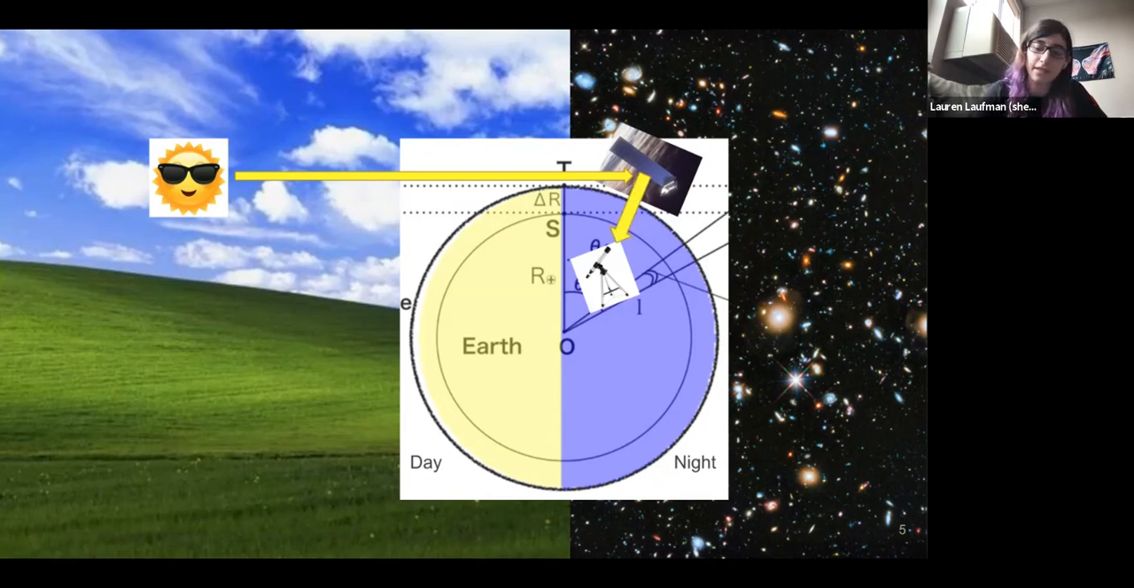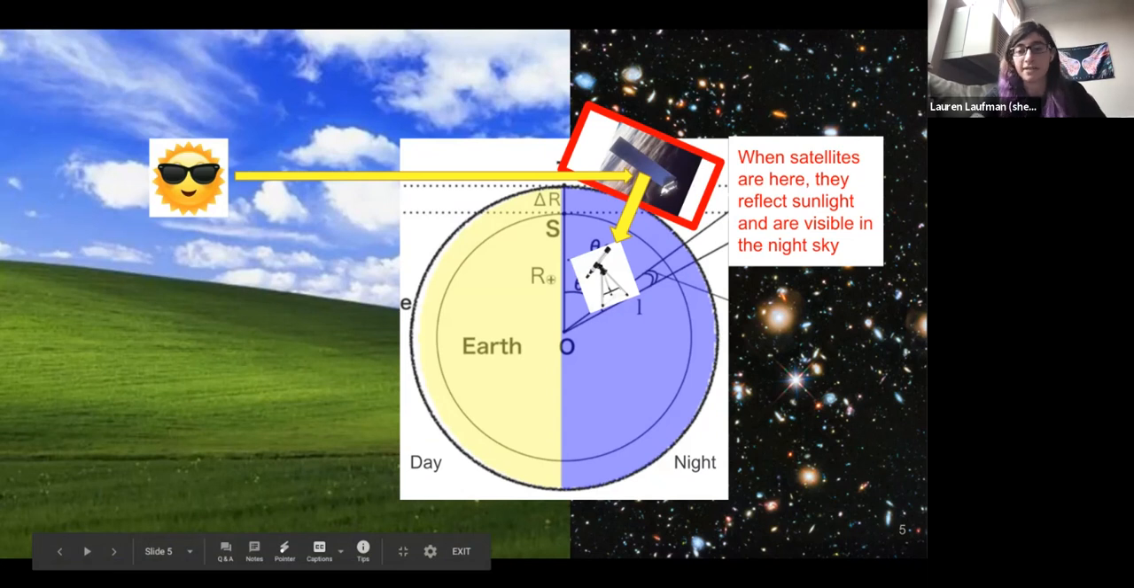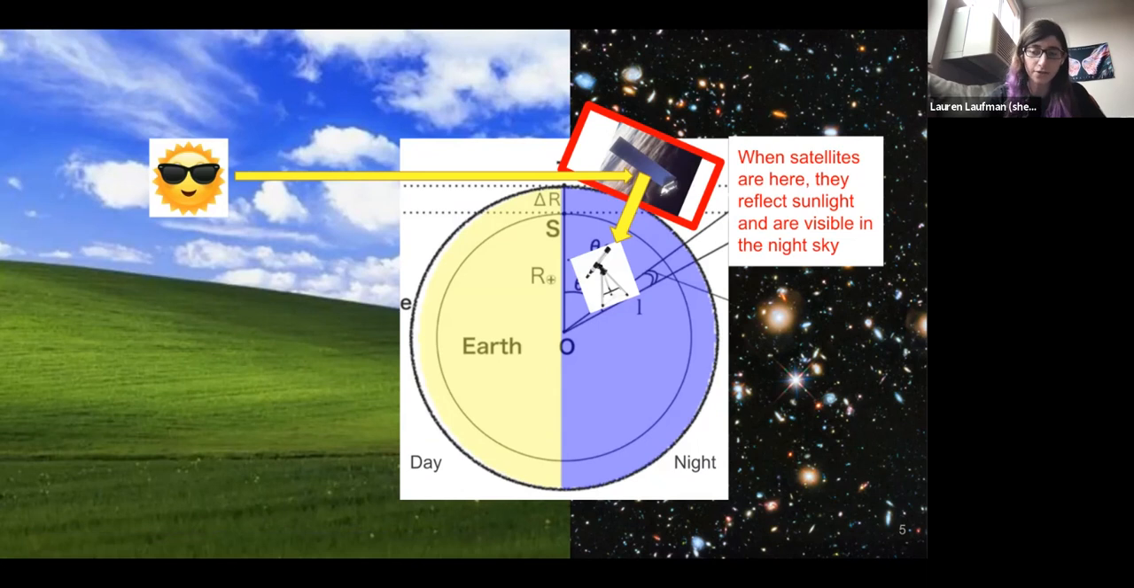This is a problem because while the satellite is on the night side of Earth, it has not yet entered Earth's shadow. So it's very clearly reflecting the sunlight. So in this region, kind of where I put the red box, and likewise on the other side, satellites like Starlink, which are ultra reflective, will ruin telescope images.